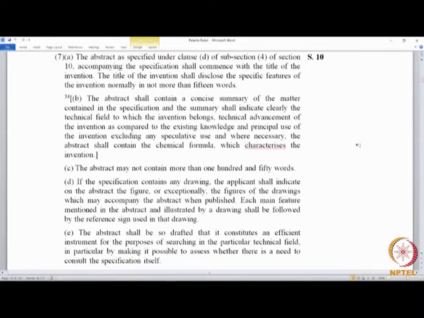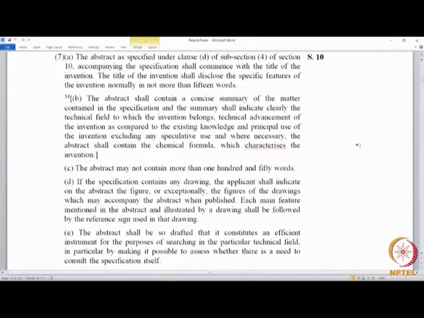Rule 7a gives the details of what should be contained in an abstract. The abstract shall commence with the title of the invention. So, there has to be a title for the abstract, which is the title of the invention. The title of the invention shall disclose the specific features of the invention, normally in not more than 15 words. So, that is a requirement for the title. The title cannot be longer than 15 words. And the abstract, which will be on a separate page, should have the title. So, the abstract will begin with the title, and the title should not be more than 15 words.